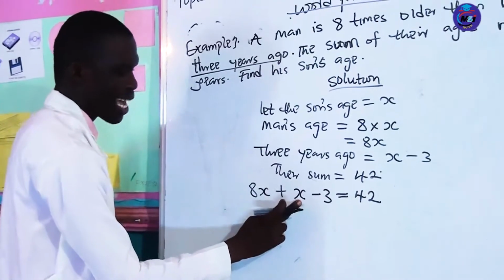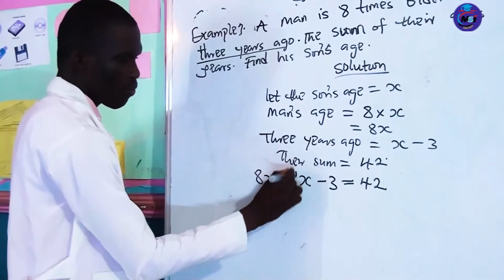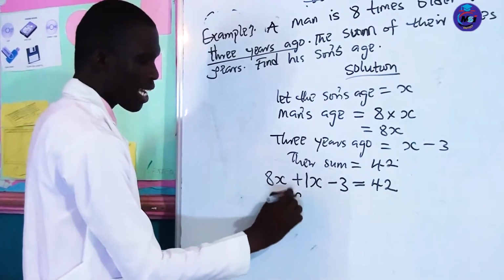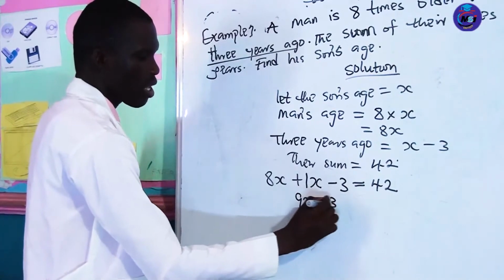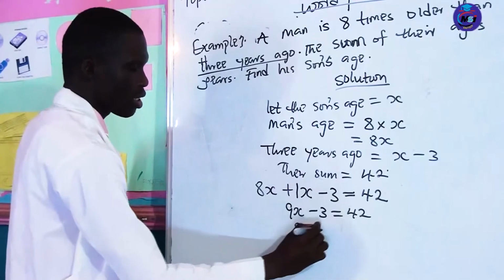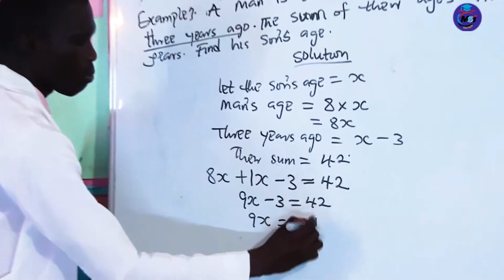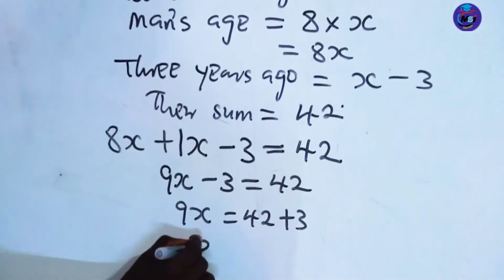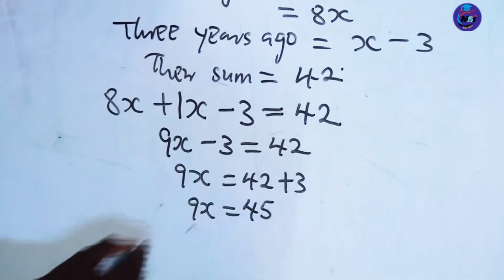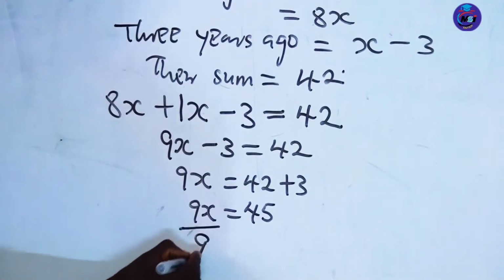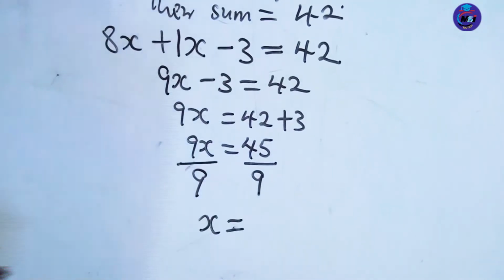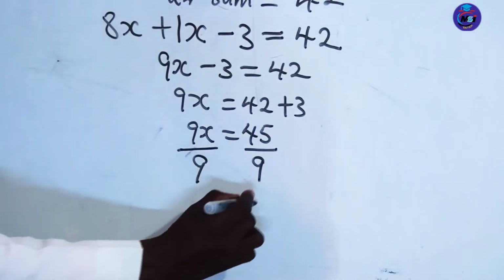8x plus x. There is an invisible 1 here. 8 plus 1 will give you 9x minus 3 equals 42. 9x equals 42 plus 3. 9x equals what? 45. So you divide both sides by 9. x is going to give you 5.